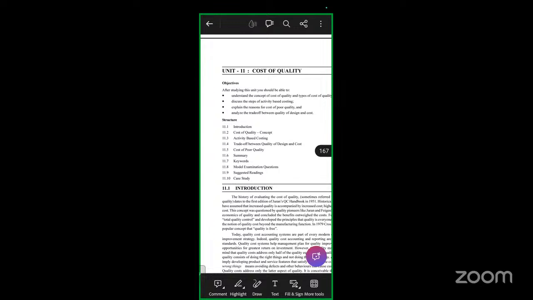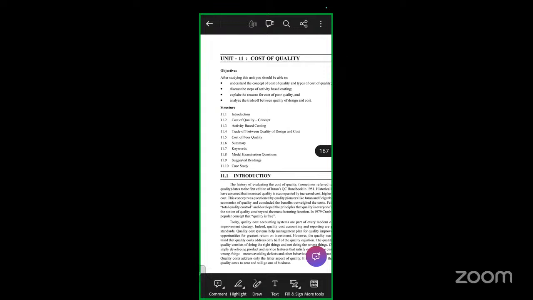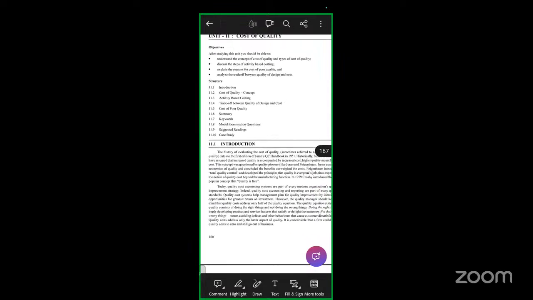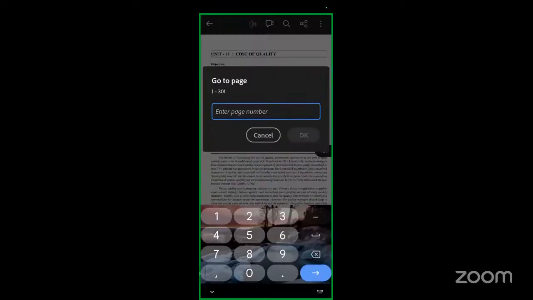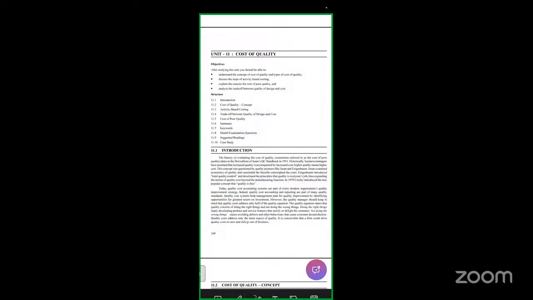Here, in the history of evaluation of quality, sometimes cost of quality is referred to as the cost of poor quality. Before entering into this concept, I'll give a few examples related to the cost of quality. Most of the men have experienced this scenario.